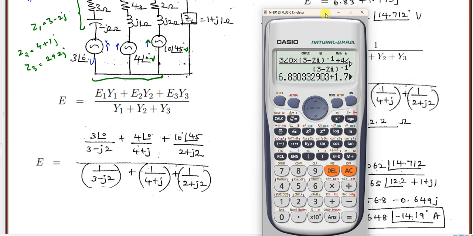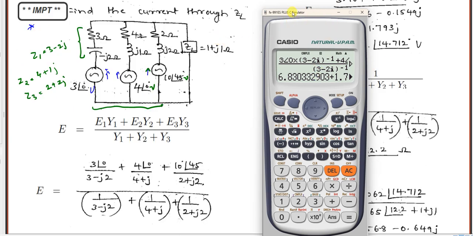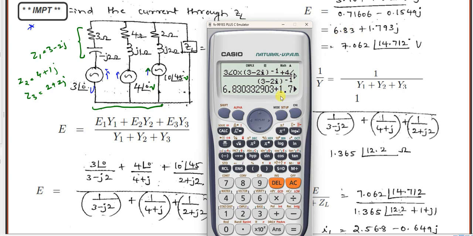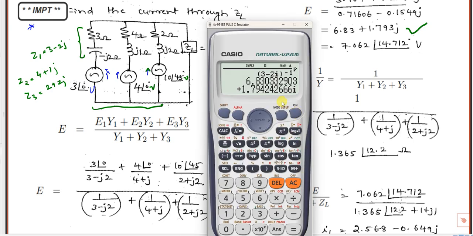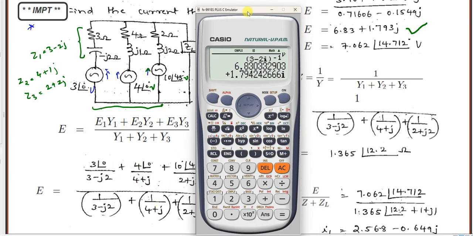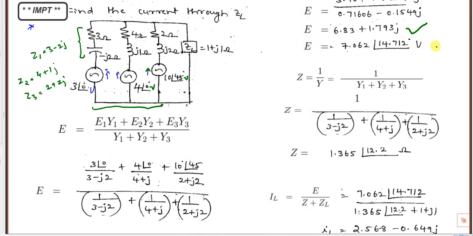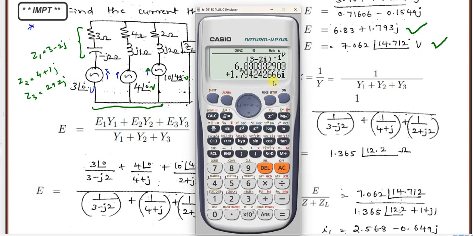6.83. I think you are getting this answer here. 6.83 angle 1.79. So easily you will get the answer if you follow this method. Next you have to find what is Z equivalent. This answer you have to write in polar also. I told you, in the scheme of evaluation we don't know what was given. So you have to write polar. So shift, complex button, third option.